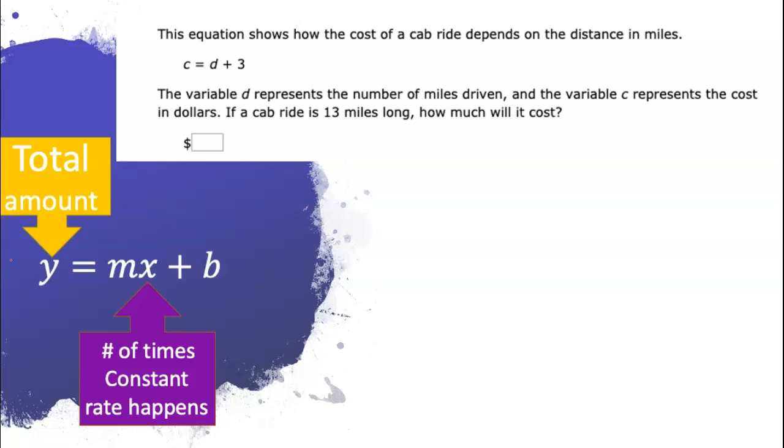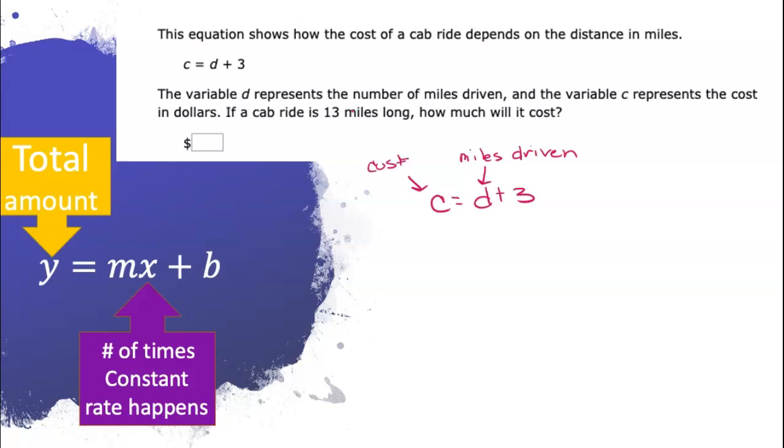This equation shows how the cost of a cab ride depends on the distance in miles. So I'm going to write C equals D plus 3. The variable D represents the miles driven. So, okay, miles driven. Just going to set it up and label it out. The variable C represents the cost in dollars. Well, that makes sense. C is cost. It's like the total amount.